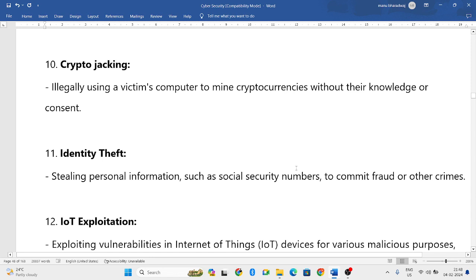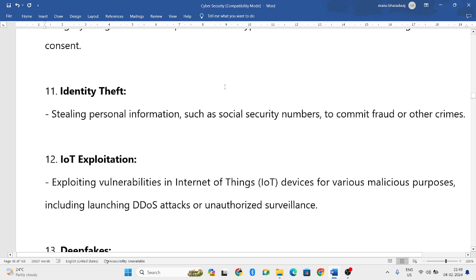Next is crypto jacking. What is crypto jacking? You use someone's computer, and using that computer you create cryptocurrencies. Without their knowledge and consent, you deal with these cryptocurrencies. That is crypto jacking.